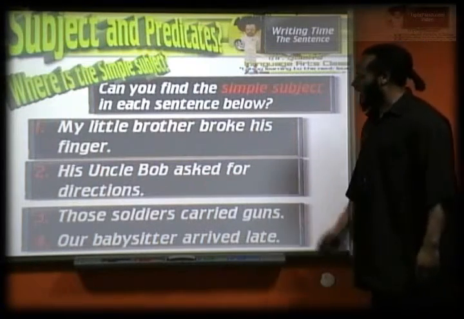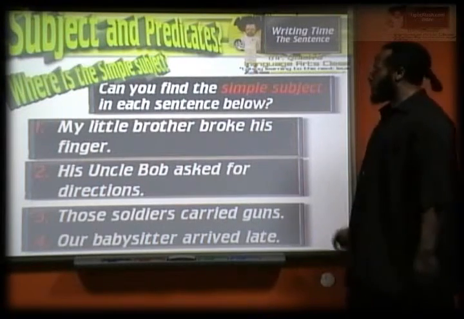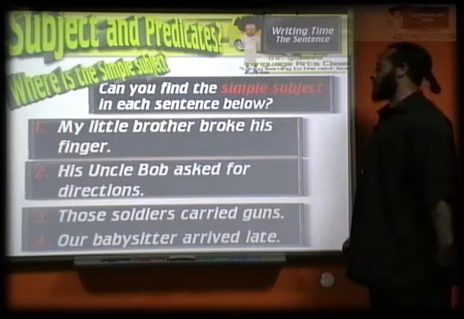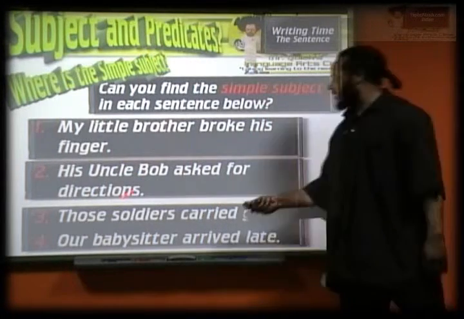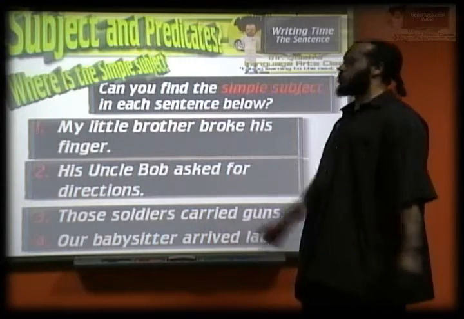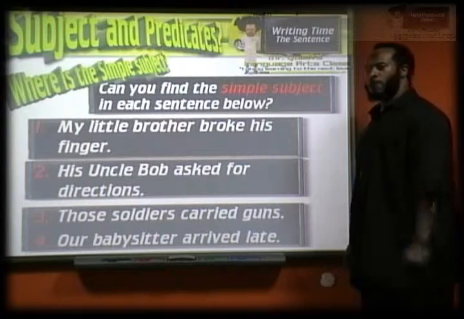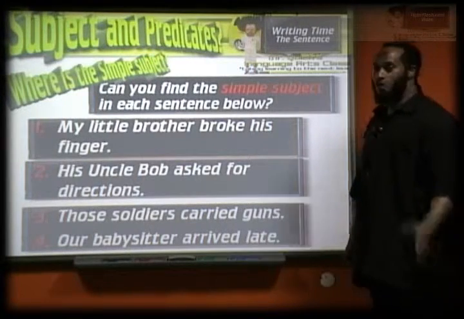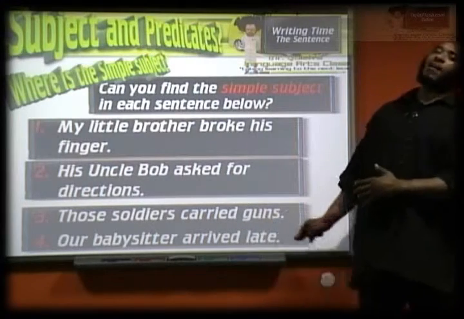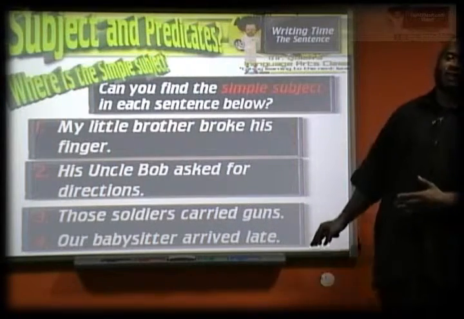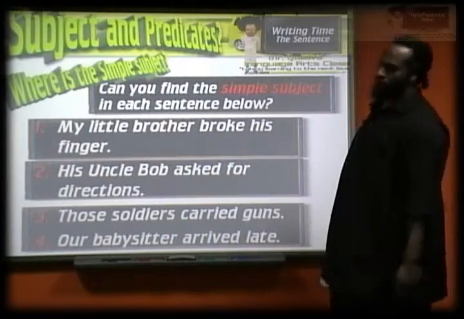His Uncle Bob asked for directions. Well, we already know his Uncle Bob is the complete subject. Which of these would you consider the simple subject? His, Uncle, or Bob? You can underline it, circle it, highlight it. Those soldiers is the complete subject here. The question is, which of these words would you consider being the simple subject? Those or soldiers? Our babysitter arrived late. We already know the complete subject is our babysitter. Which of the words do you think will be the simple subject? Our or babysitter?